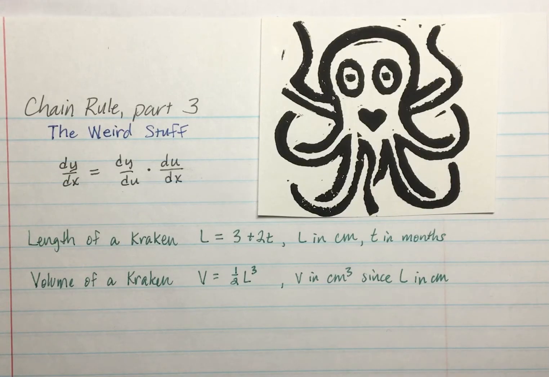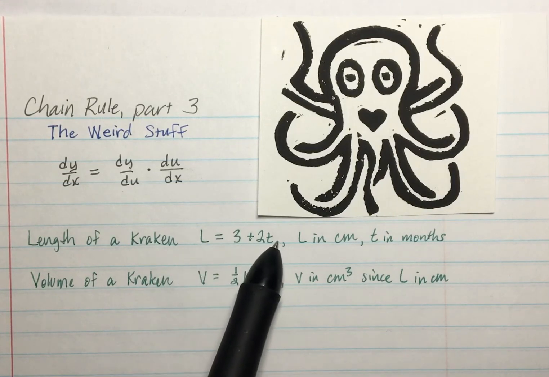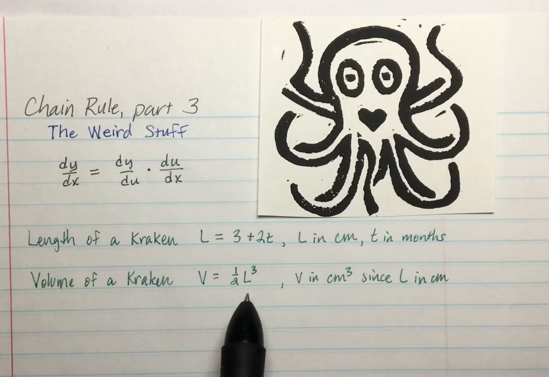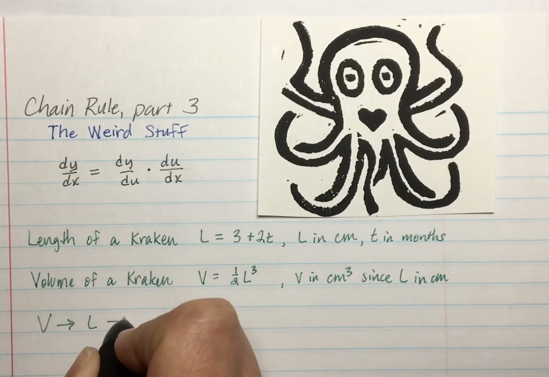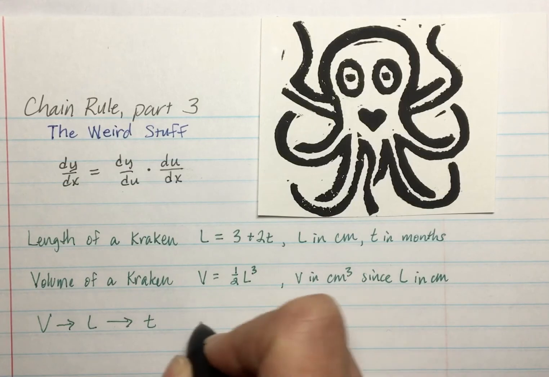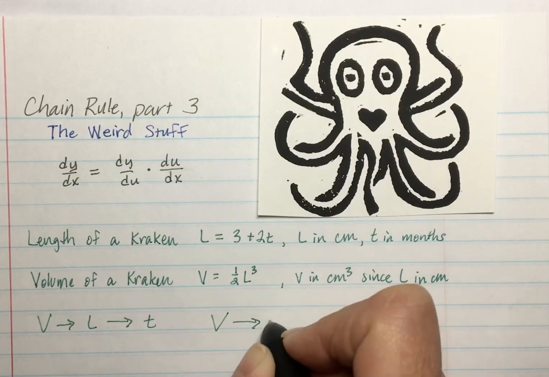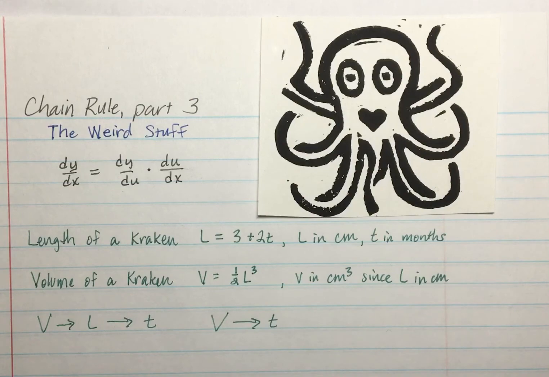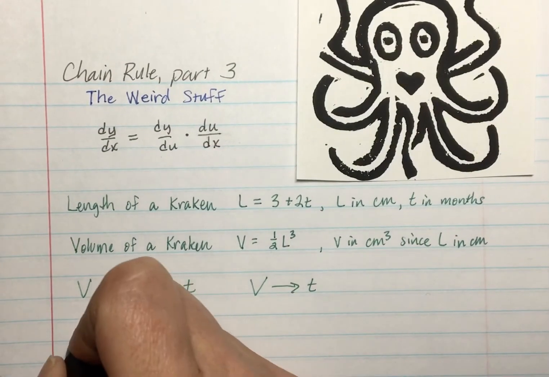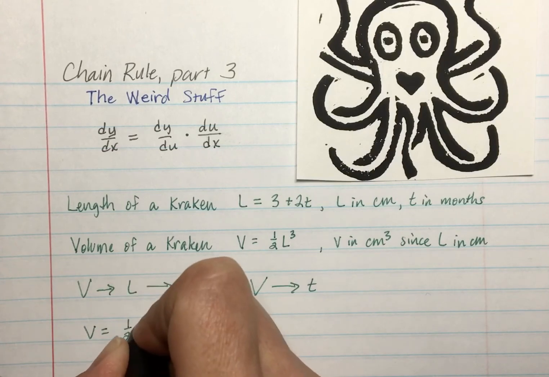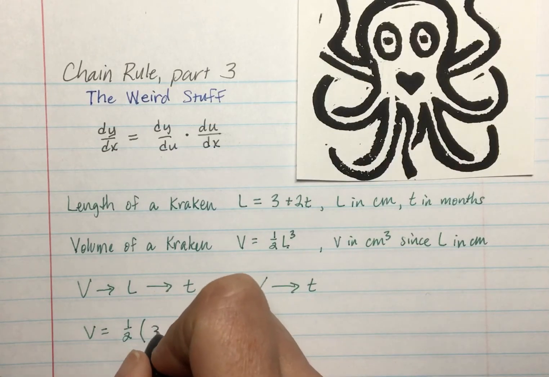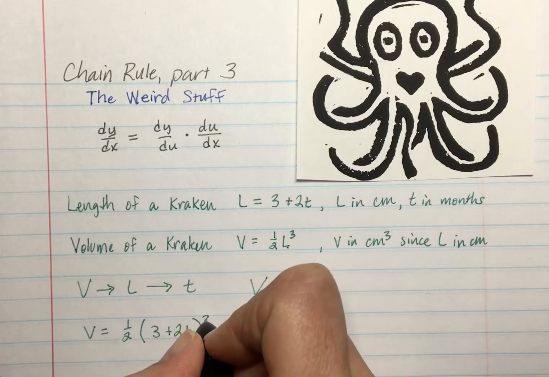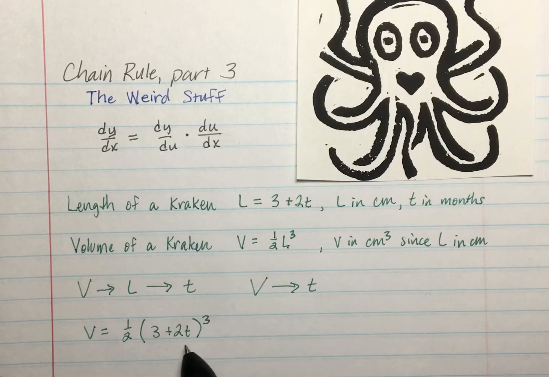Whatever. So given that the length depends on time, let me back up. Since volume depends on length, so V we get from the length, but the length depends on the time, is it reasonable then that volume depends on time? So basically what we could say is that volume is 1/2 L cubed, but L is this 3 plus 2t. So 3 plus 2t.